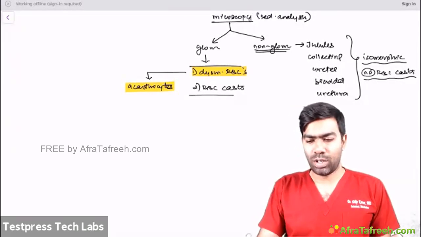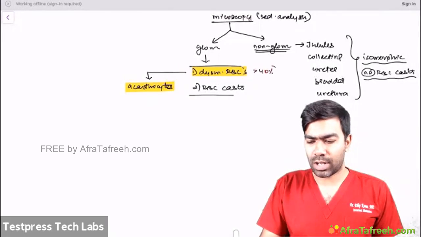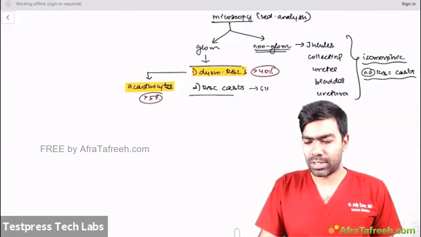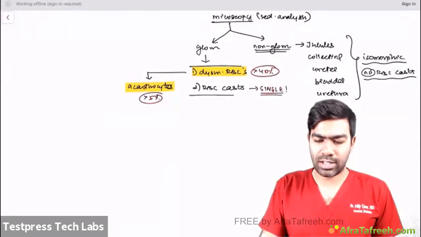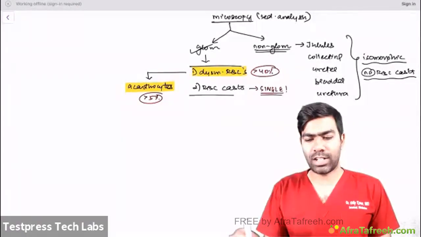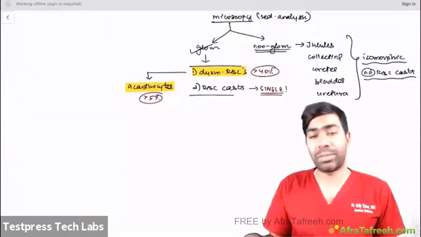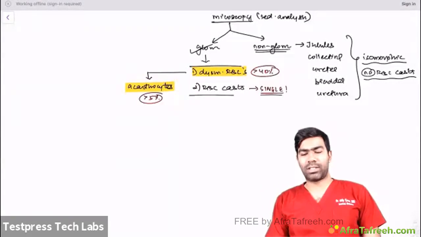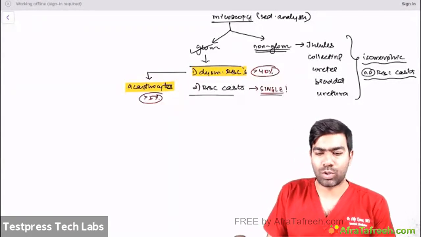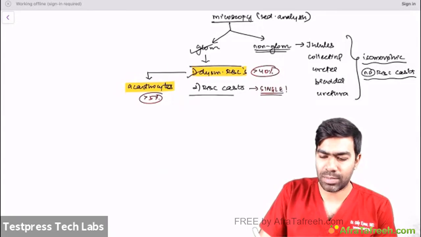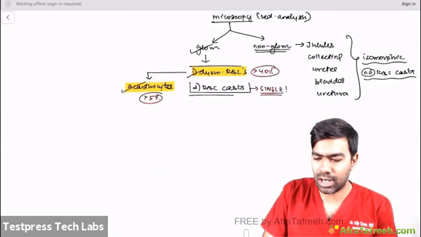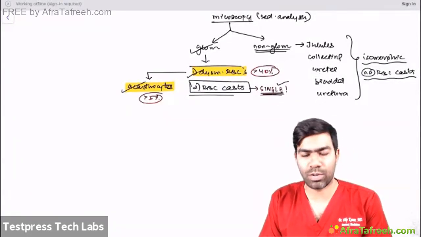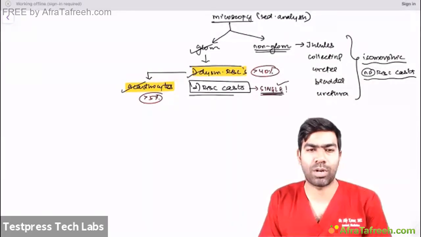So there is a rule: if there are more than 40% dysmorphic RBCs, or more than 5% acanthocytes, or even a single RBC cast, it can tell you it's a glomerular cause of hematuria. That's a very important point. At least 40% dysmorphic RBCs, at least 5% acanthocytes, or even a single RBC cast in practice can tell that it's a glomerular source of bleed. That is why seeing dysmorphic RBCs and acanthocytes is not that important. Seeing a single RBC cast also can tell you it is a glomerular cause of bleed. That is the most important point. Single RBC cast. Very, very important point.